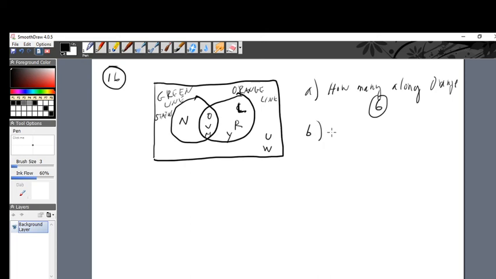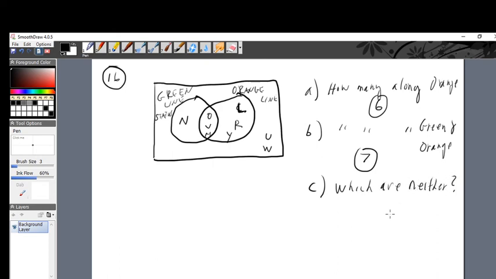B. How many along green and orange? All right, so it'll take you if you're in green or if you're in orange. All right, so that's 1, 2, 3, 4, 5, 6, 7. And finally, which are neither? The answer to that is U and W. They're neither, they're outside. We got to end this thing. Problem 16 is over. We're done.